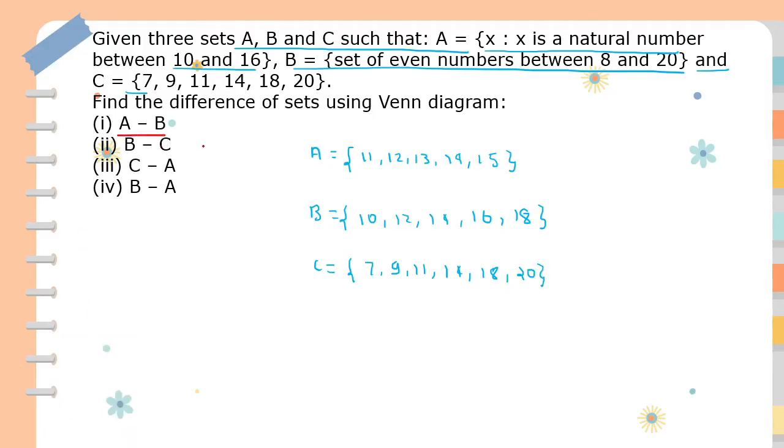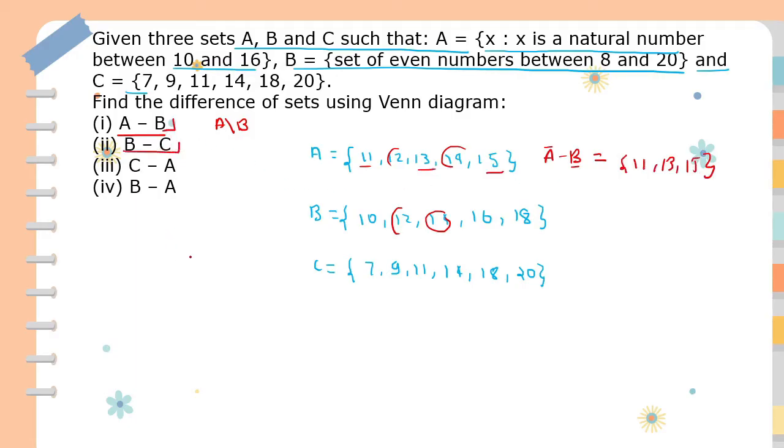So we have to find A minus B. A minus B will be those elements which are in A but not in B. So find those elements which are common to A and B. Here 14 is common, 12 is common, and no other element is common. So we will write all those elements which are in A but not in B. So 11, 13 and 15 are in A but not in B. So A minus B will be this one.